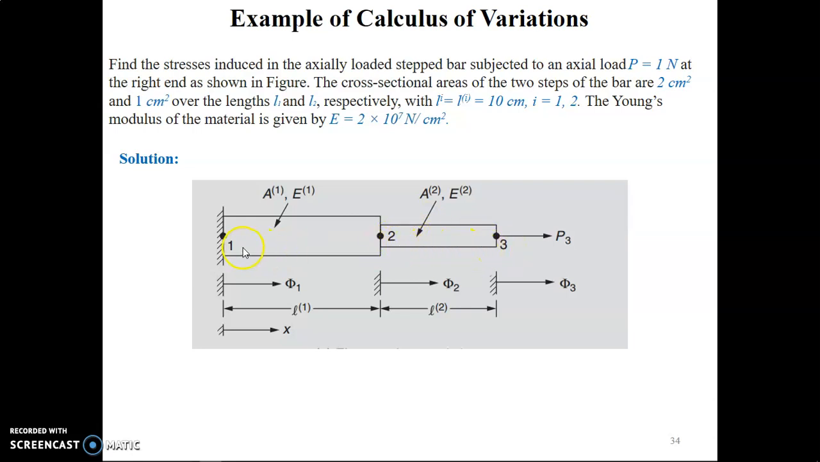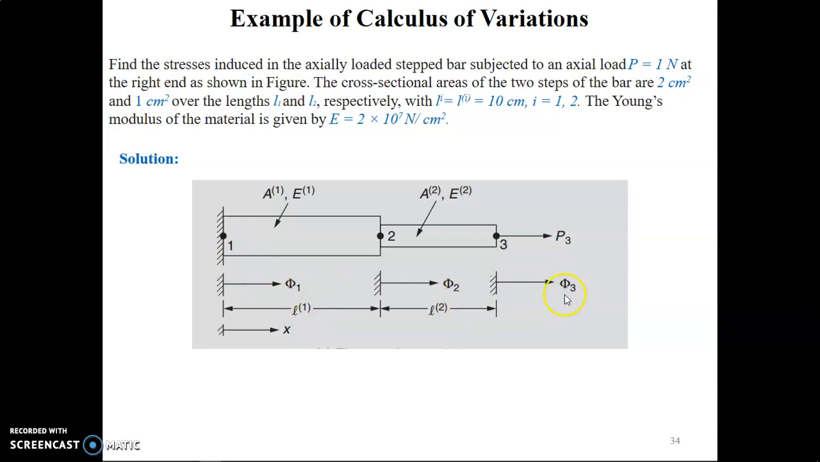As you can see here, we have 3 nodes, 1, 2 and 3. So it is a 3 degree of freedom system. The force vector, which is the P vector, will comprise the force at node 1, that is at the fixed end, the force at node 2, the intermediate joint, and the force at node 3. Correspondingly, we will have 3 displacements, phi1 at node 1, phi2 at node 2 and phi3 at node 3.